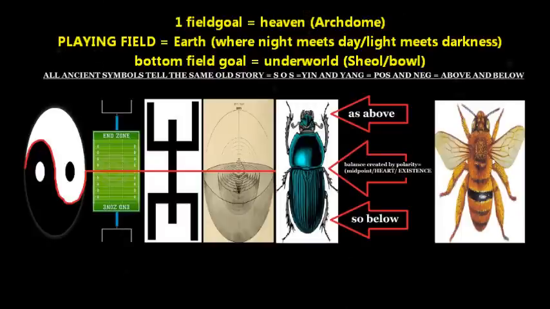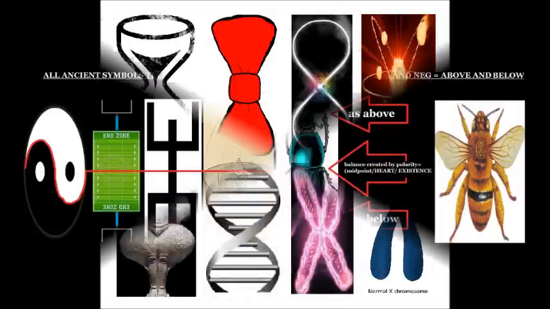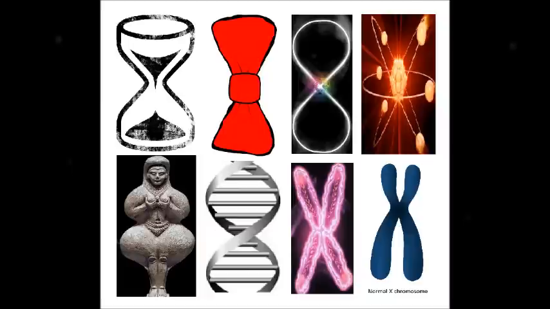And each field goal would represent one the firmament and one the underworld. The bow tie, it's the dot in the middle of the X, okay? The meeting point where the yin meets the yang. It's the bow tie. That's why Masons wear the bow tie. It's the hourglass or infinity.